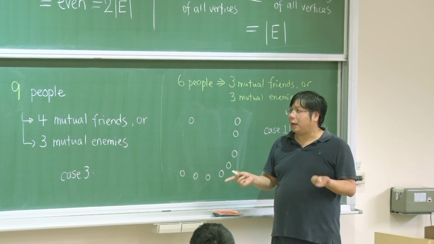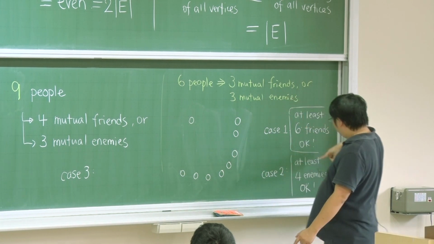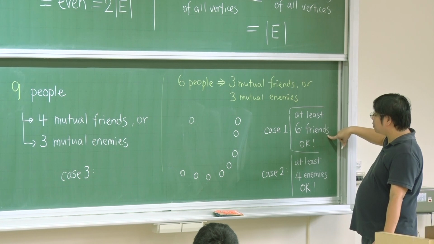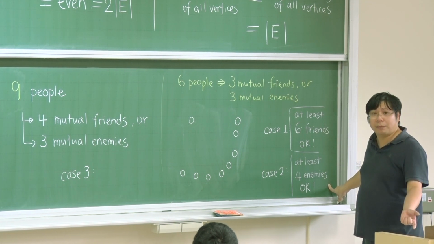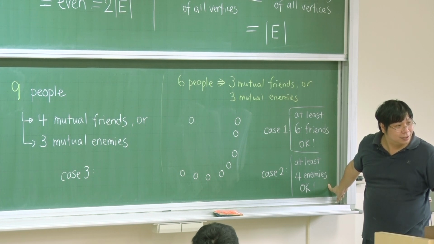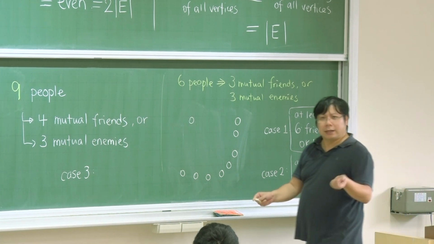But there is still one thing left. It does not always have 6 friends or 4 enemies, right? What will happen if we do not have 6 friends and we do not have 4 enemies? What does that mean? Yes? It's very good, excellent. So there is a case 3.